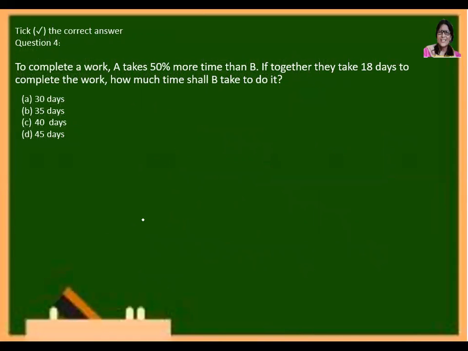Question number 4. To complete a work, A takes 50% more time than B. If together they take 18 days to complete the work, how much time shall B take for it? The options are 30 days, 35 days, 40 days, 45 days. A takes 50% more time than B. And how much time shall B take for it? So let B take X days to complete.